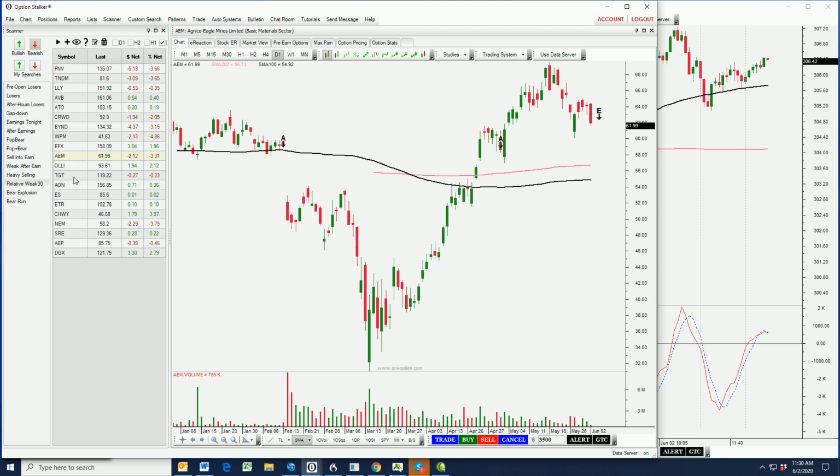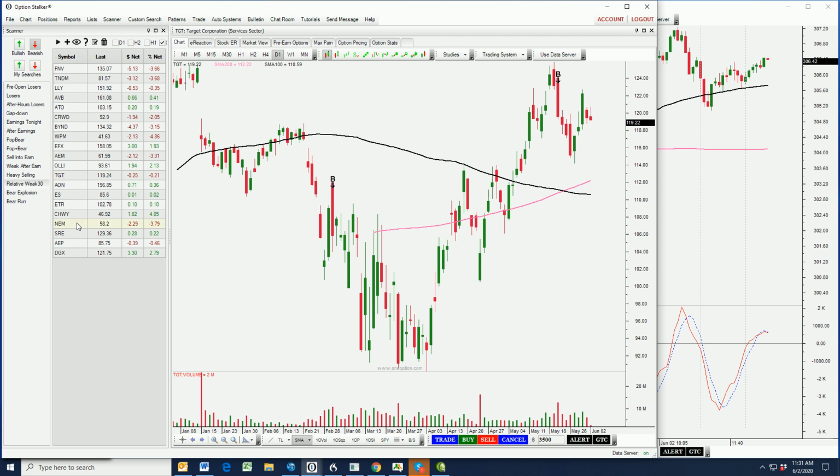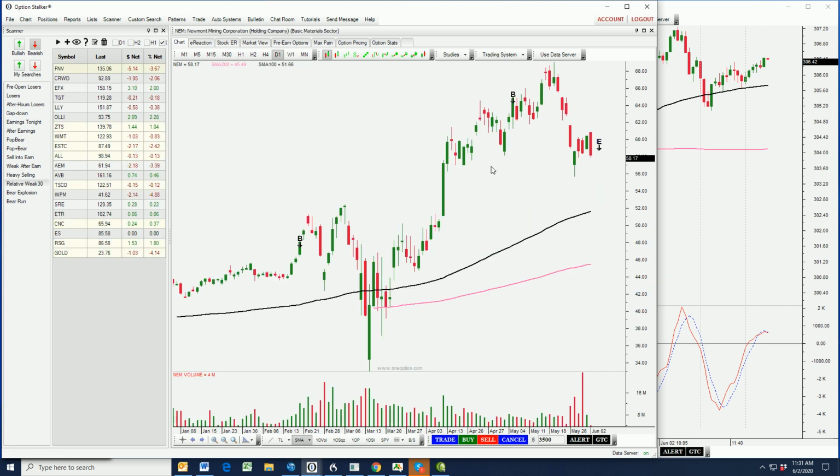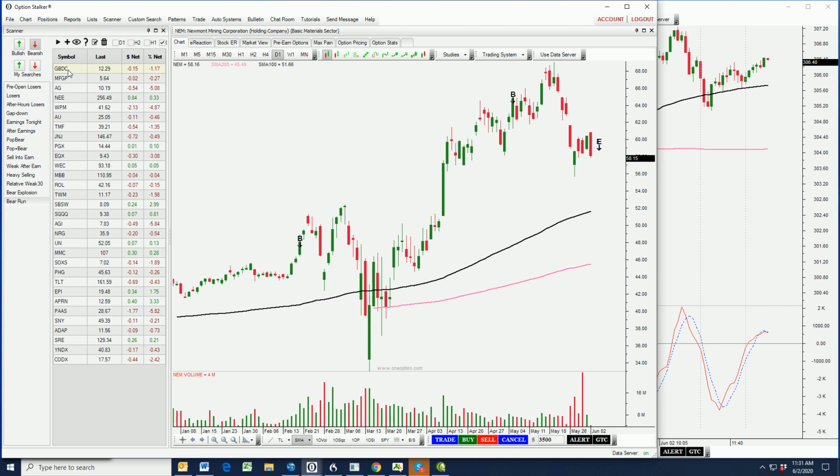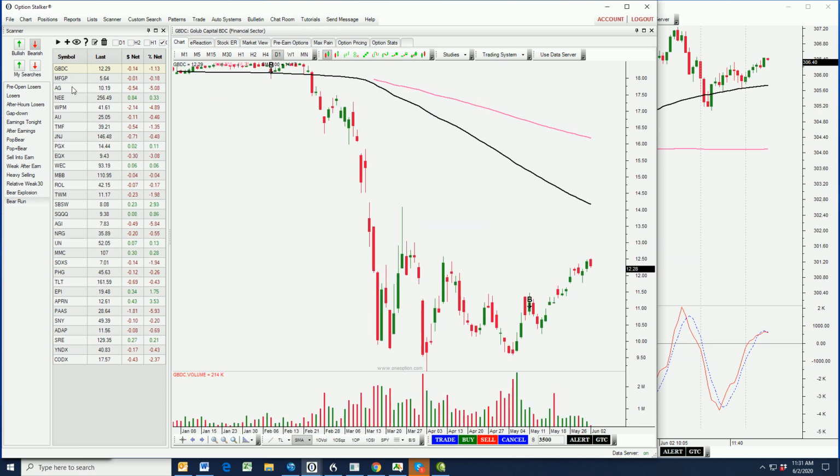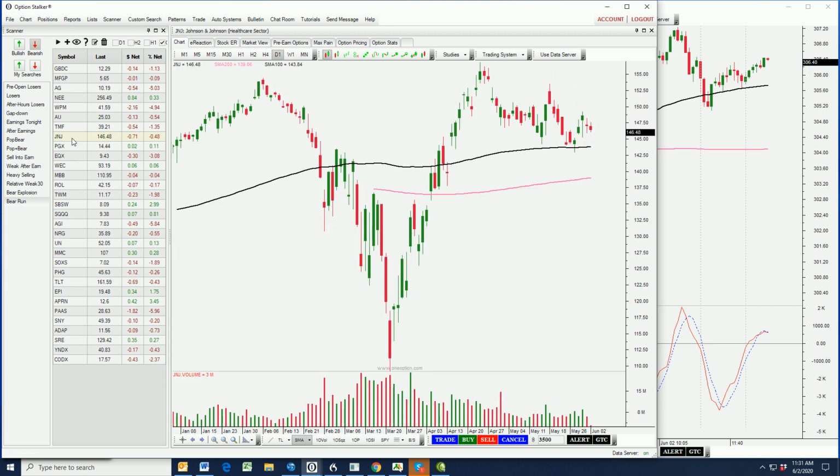AEM, that's a gold stock. TGT, NEM, also a gold stock. We've got a bearish engulfing pattern forming right here. Nothing too interesting to me right now. Bear run. These stocks have been trending lower. So let's take a look at what we've got there. Nothing popping out at me right now.